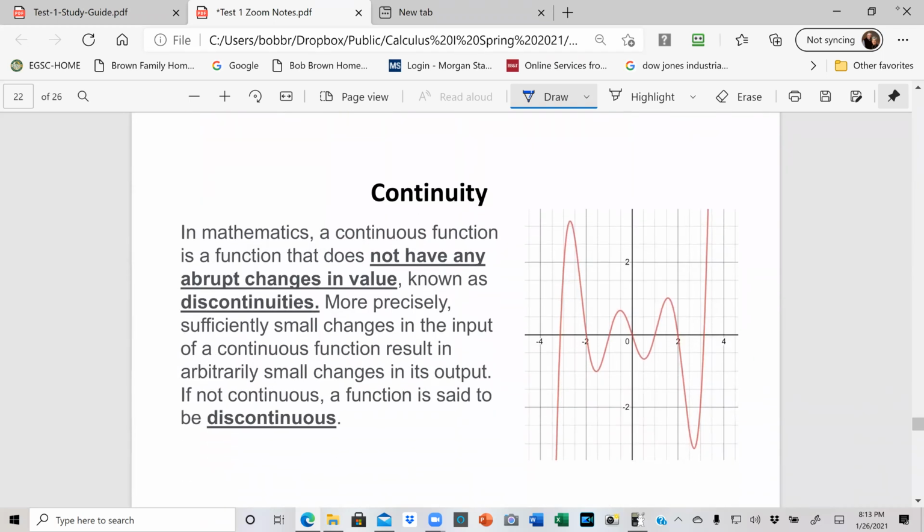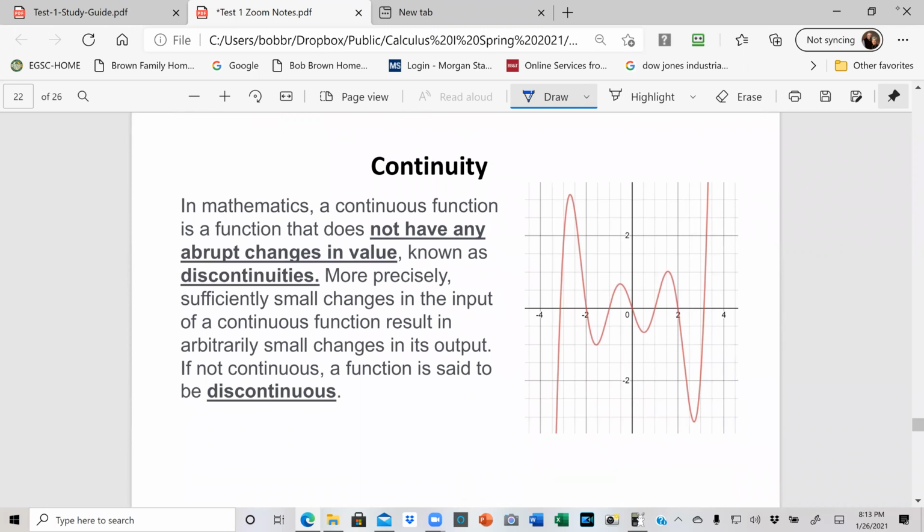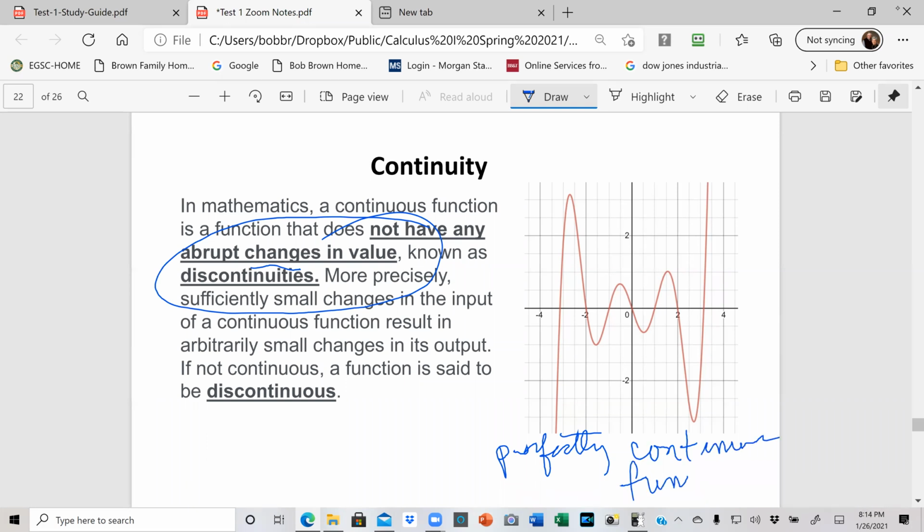Now, the last thing we're going to talk about is pretty simple, continuity. A continuous graph does not have any abrupt changes in value. It's discontinuous if it does have abrupt changes. This is a perfectly continuous function. It has no breaks in it, no jumps. It's a nice, smooth curve. In fact, it's a polynomial expression.